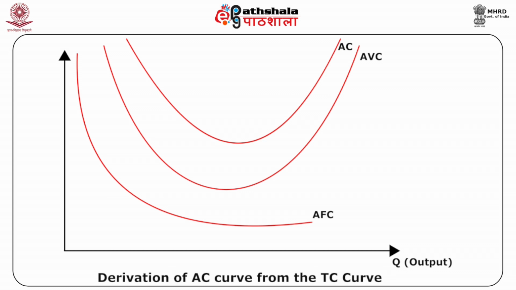So this is what we can see, that the average fixed cost monotonically declines and becomes parallel to the x-axis. The average cost, which is the summation of the average fixed cost and the average variable cost, is U-shaped, and so is the average variable cost. But the difference is that the average variable cost reaches the minimum point earlier and the average cost reaches the minimum point slightly later, and thereafter the gap between the two goes on reducing because the average fixed cost also goes on reducing.